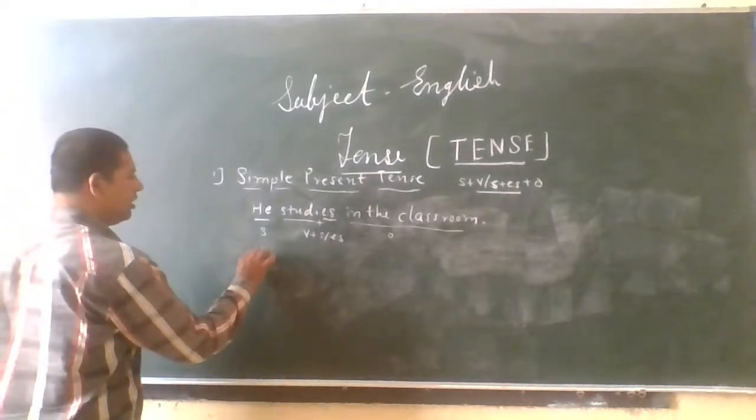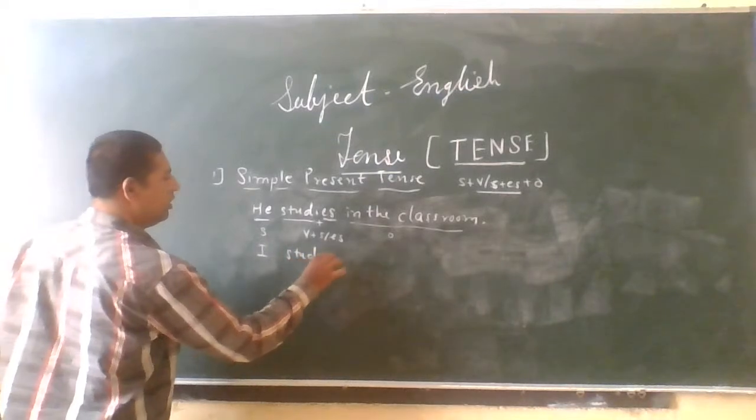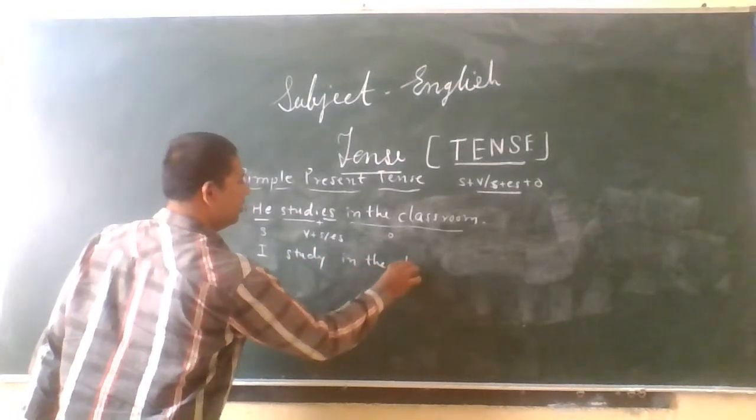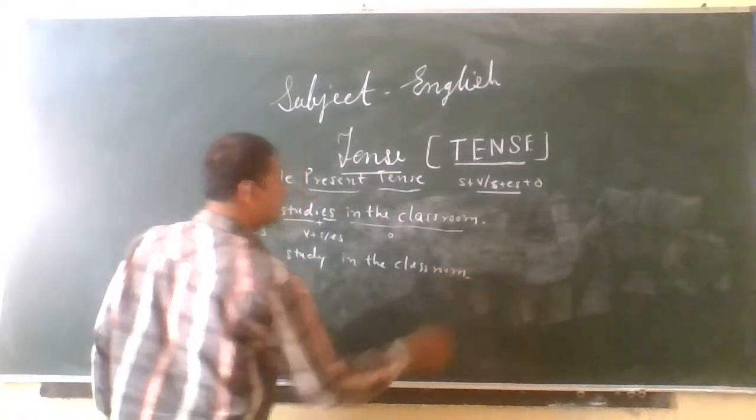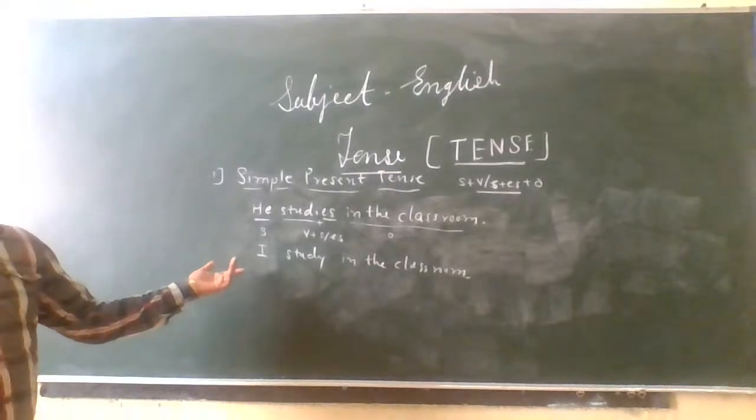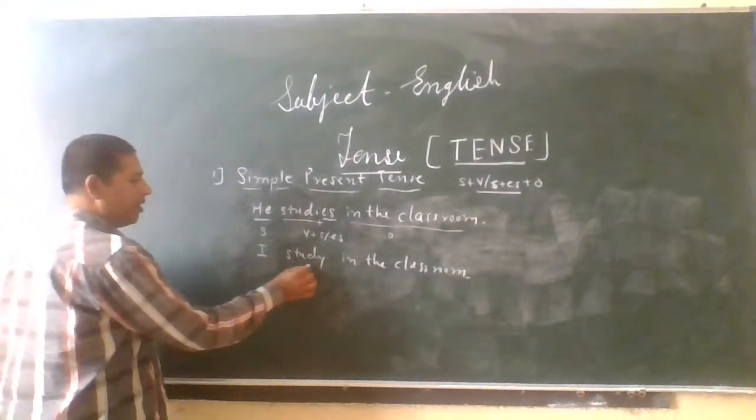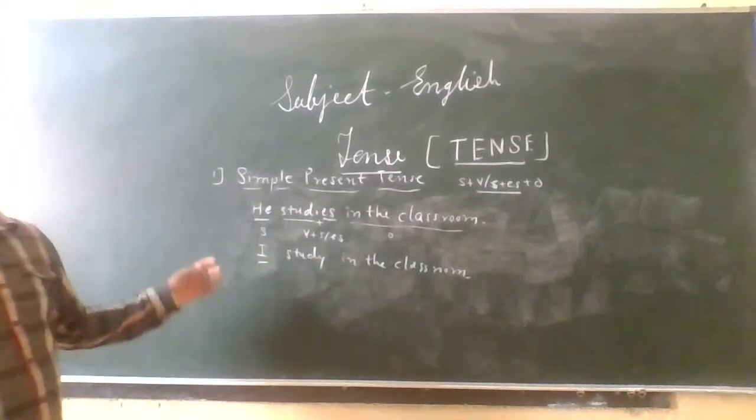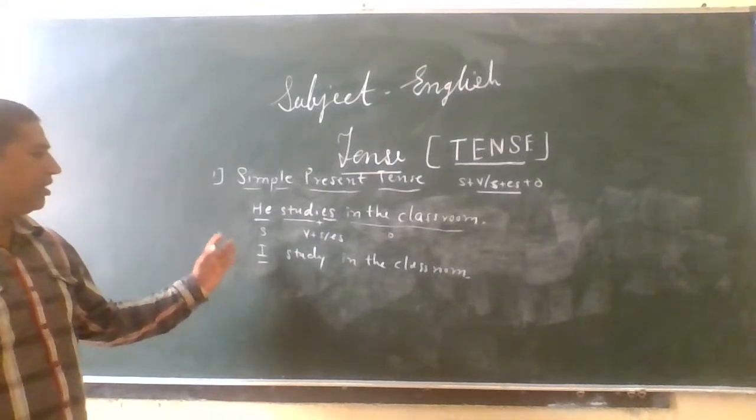Suppose, I study in the classroom. This sentence is simple because the first person singular number is I. First person singular number: I. First person plural number: we.